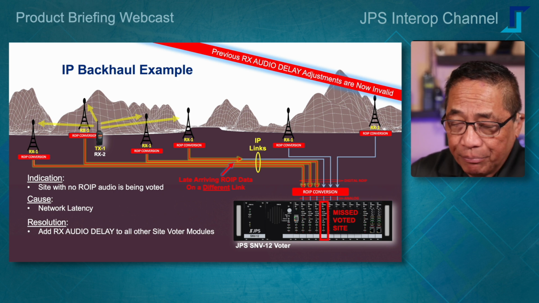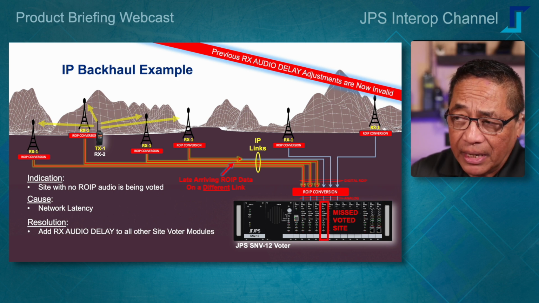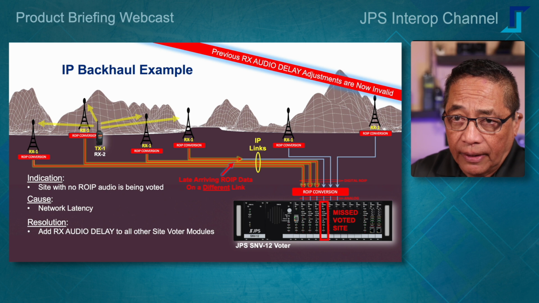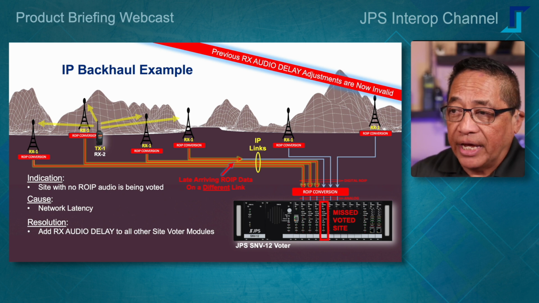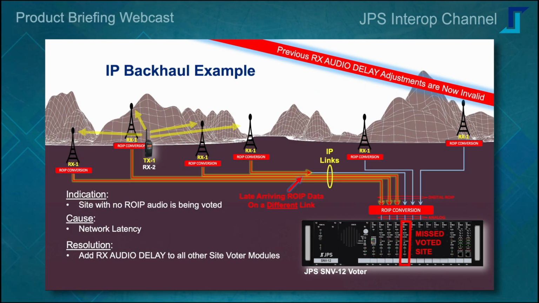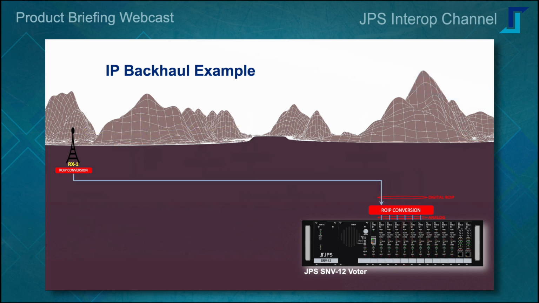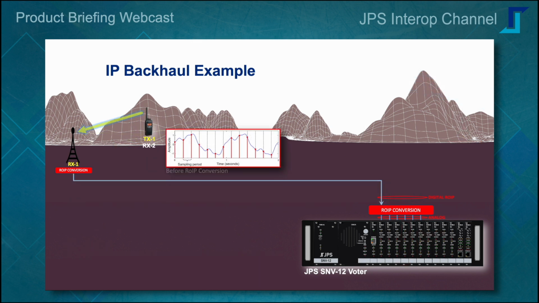Such that they are perceived as arriving at the same time, but this is going to be futile as the jitter takes effect. We're going to have to be constantly making that adjustment. So the other issue that we see with traditional IP backhaul, again using maybe NXUs or third-party RoIP conversion devices, is the effect of the compression.